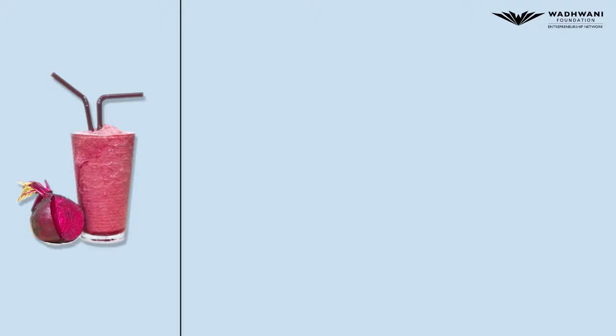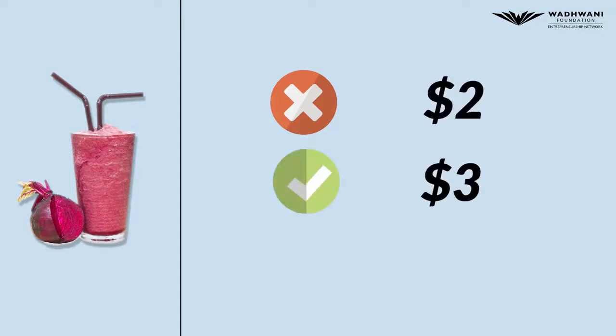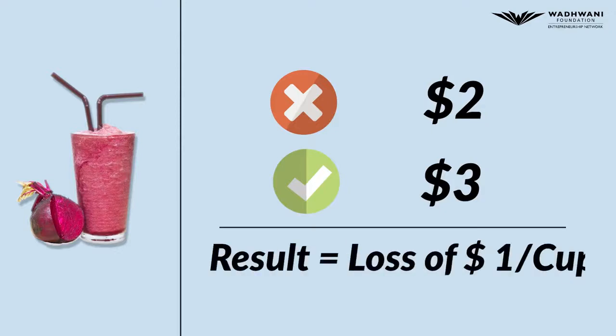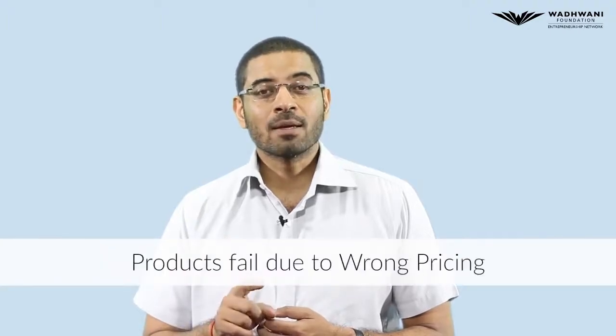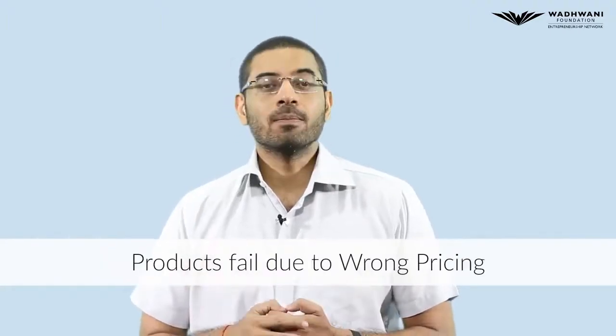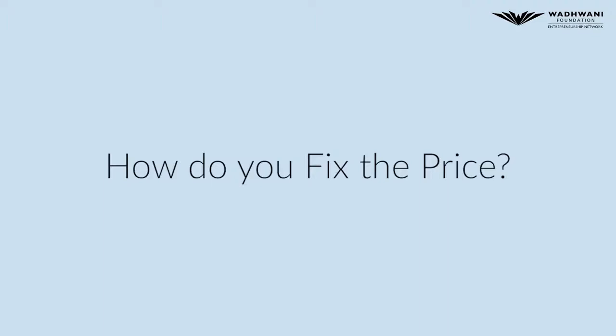Look at the smoothie example. Think of what might have happened had each cup of smoothie been wrongly priced at $2 instead of $3. That would have been a loss of $1 on every cup. Because of wrong pricing, many products fail. So how do you fix the price?